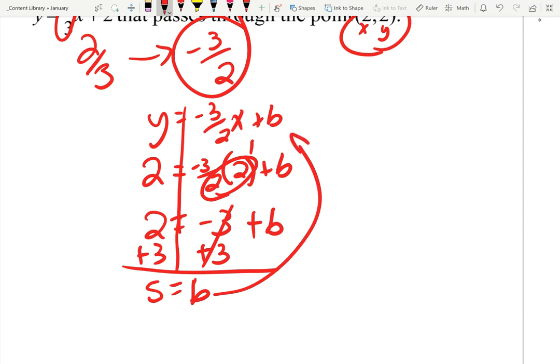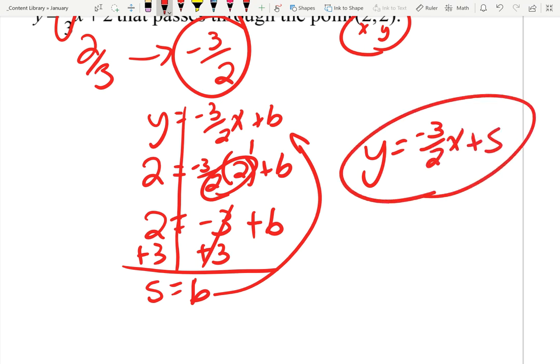So we can plug that back in for b and make my final answer, which is y equals negative 3/2 x plus 5. There you go. That's everything that you're going to need to know.